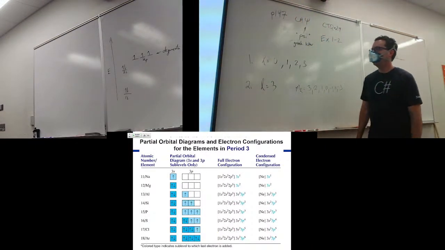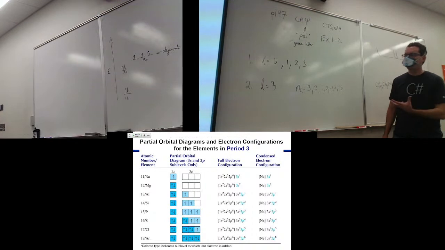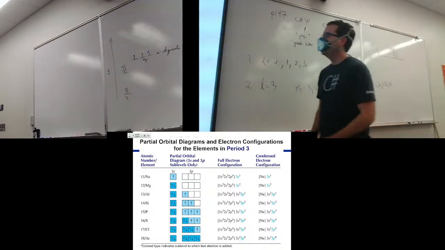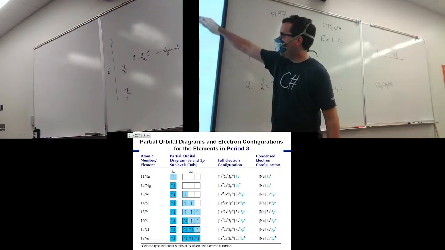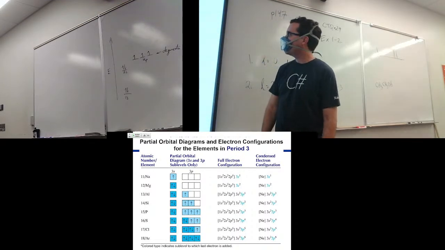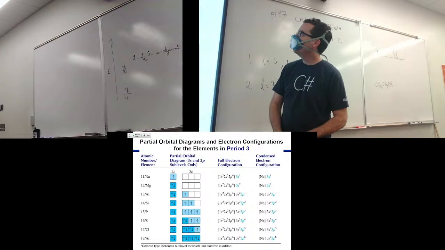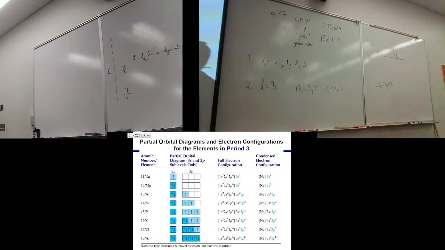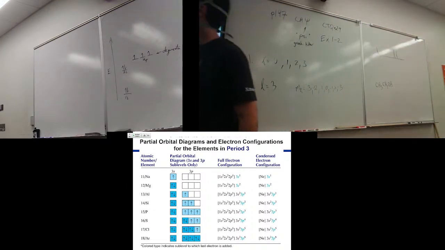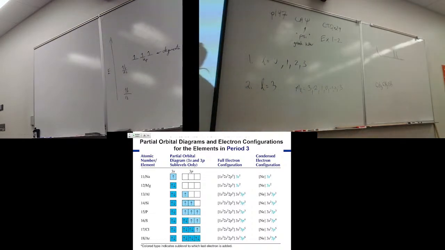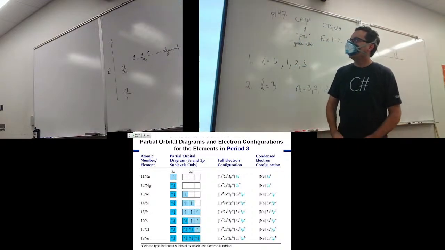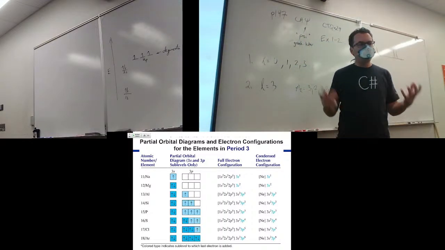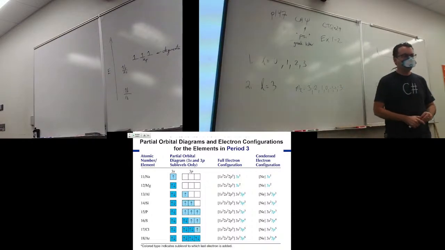So we have now a new way to represent electron configuration. You can do it the long way, like this. You can do it using the condensed electron configuration. Or you can do kind of an orbital diagram, like this. This is only showing the valence orbitals. You can show all the inner ones as well if you like. But these are all representations of ways to show where the electrons are located.